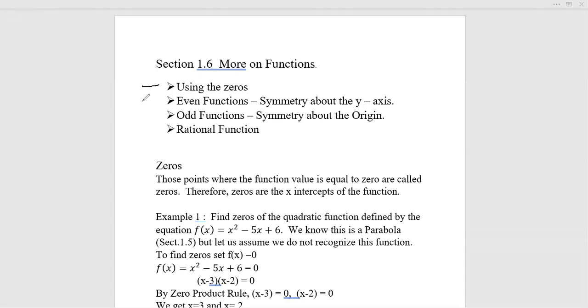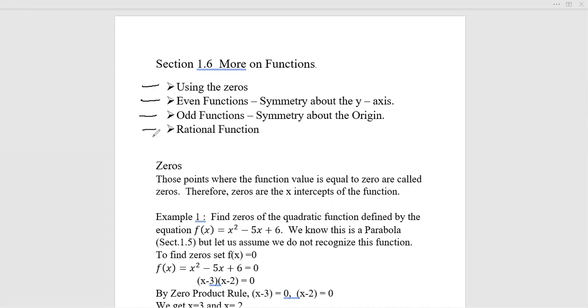Then I'm going to discuss symmetry. Symmetry about the y-axis is called even functions, and symmetry about the origin is called odd functions, and rational functions a little bit. We're going to discuss more in section 2, right?